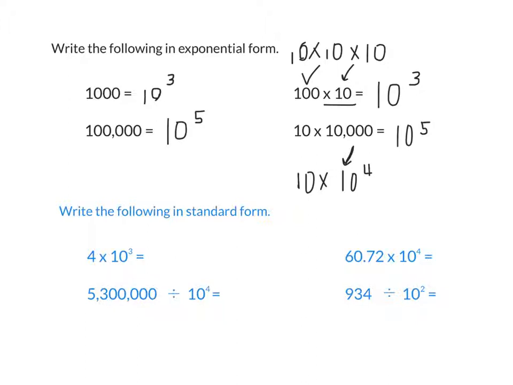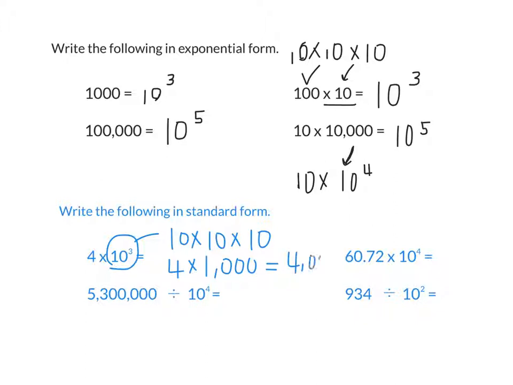Very good. Well, we know that 10 to the power of 3 is 10 times 10 times 10. What is that? 1,000. So really this question is asking you 4 times 1,000, which is? 4,000. Good. Okay. Is that 4 to the power of 3, by the way?